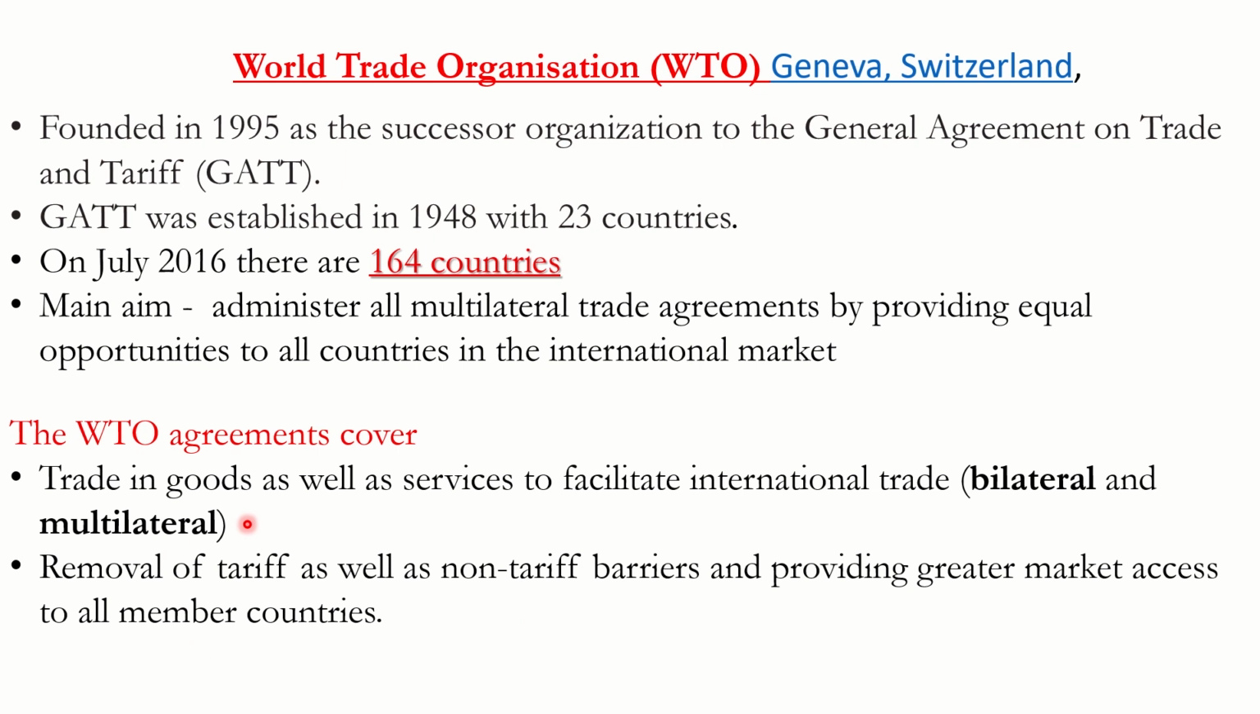The second one is removal of tariff as well as non-tariff barriers. If any two countries are members of WTO, the tariff is already decided. And any conflict between these two countries relating to trade and tariff is solved by WTO.